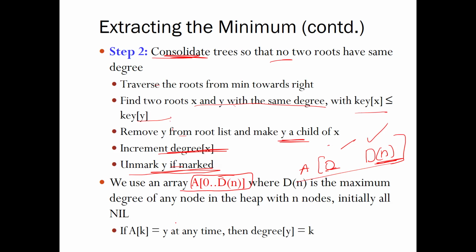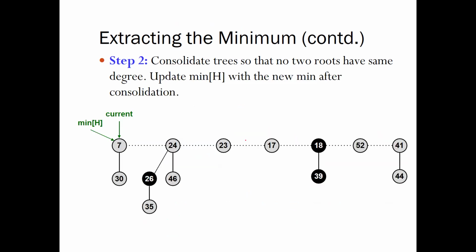And at any time, if you take any particular position K, that means this K is basically the degree of that particular node Y. Okay. So degree will be the connected to the tree that has the same degree. I'll show you an example, you'll understand more.